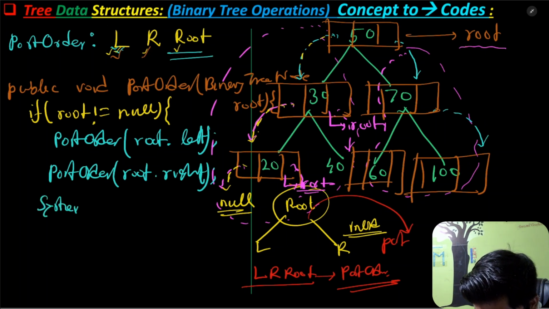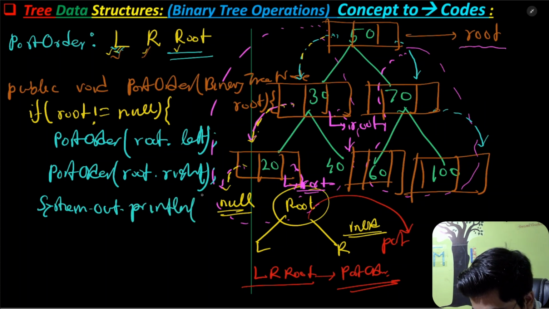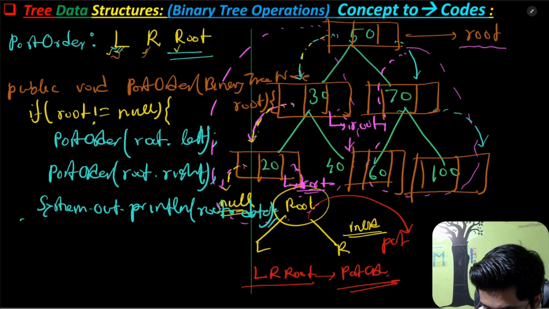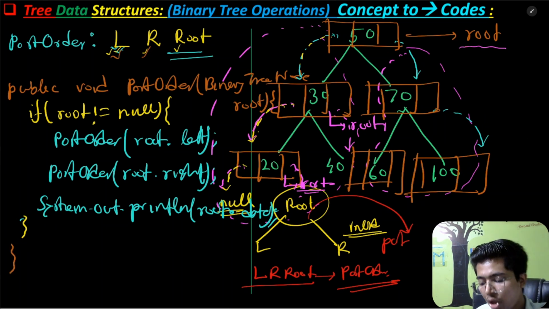System.out.println(root.data) will be printing the main data. So okay, ending of loop, ending of the formula. If we just apply these three lines of code, it will traverse all the tree.